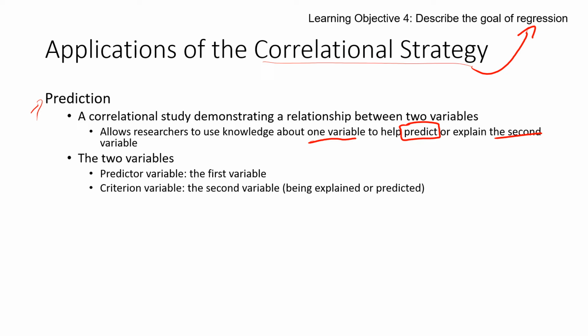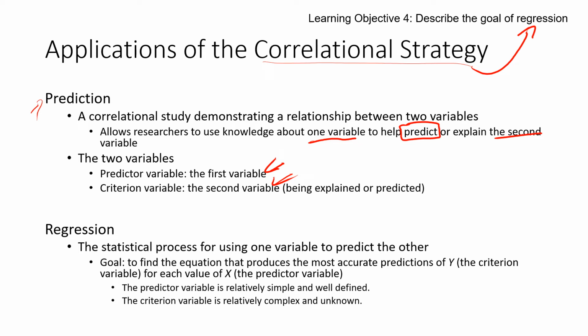So in this case, even though we're not doing causation, we've now got a predictor variable and a criterion variable, a variable being predicted or explained. And we do this through the process of regression. It's the statistical process for using one variable to predict another variable, to find an equation that produces an accurate prediction of one variable if given a value of the other. In this case, x is the predictor variable. If you're given a value of x, you can then predict y from it, the predicted or criterion variable.